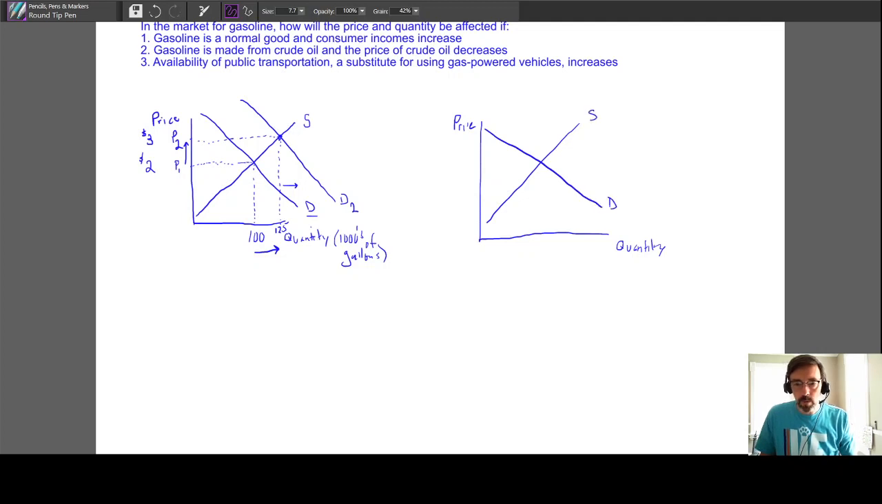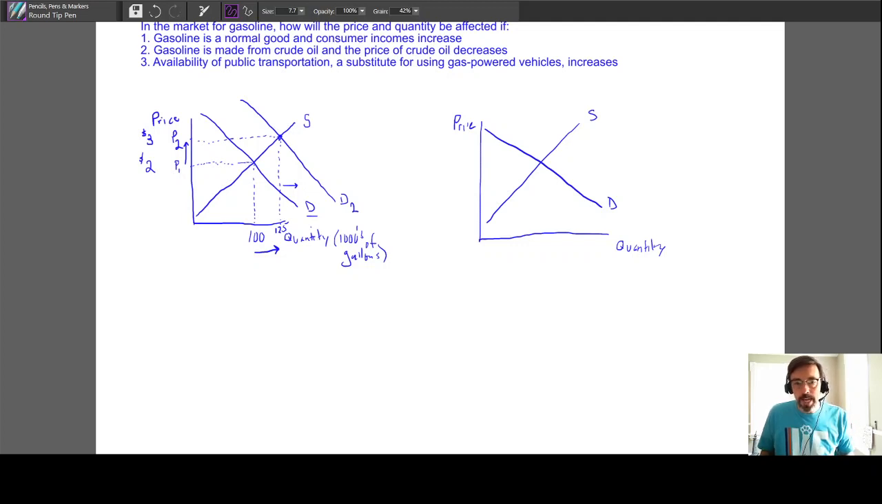Now, what product are we talking about here? Supply and demand of what? Is it the supply and demand of crude oil? No, it's not. In the market for gasoline, how will price and quantity be affected if gasoline is made from crude oil and the price of crude oil decreases? So crude oil is not the market we're actually analyzing here. We're thinking about the market for gasoline, but we talk about crude oil because crude oil is somehow tied to the market for gasoline. And how is it tied? How is it connected to the market for gasoline?